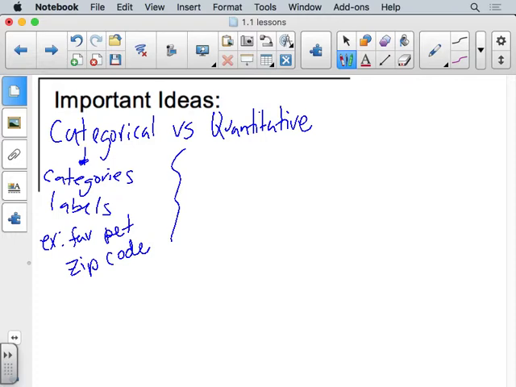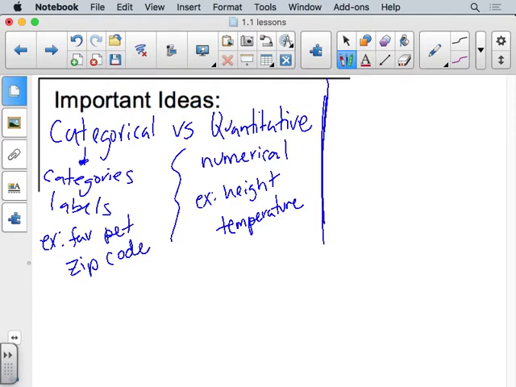They do like to make zip code one of those. Alright, so quantitative is normally, actually, it's always numerical. And something you can kind of measure. So numerical, something you can measure, like what we said is height, temperature, stuff like that. Alright. Boom.